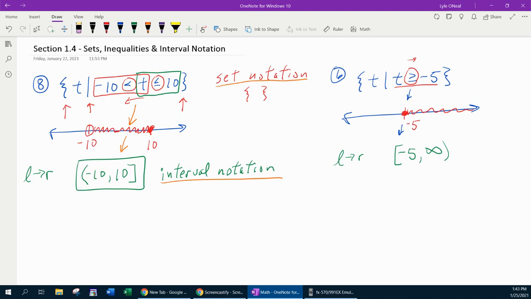And if you want to know why that is, it's because a bracket says up to and including that number. But since you can never get to infinity, then you can't include that endpoint. It just keeps going. And that's why we use a parenthesis for an infinity. And that's going to do it for the first two examples, going from set notation to interval notation.